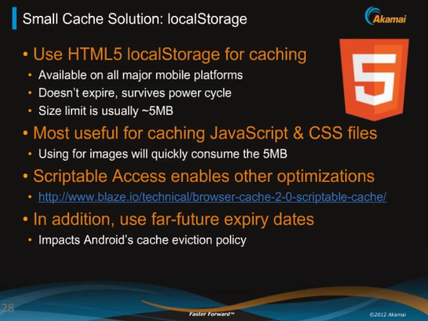A side note is that if you do cache items, try to use far-future expiry dates. At least on Android, that would make these files take priority in the cache eviction policy. If Android needs to clear one of two files and one of them expires further out in the future, it would prefer to keep that file. So cache sizes are small. Local storage is a possible solution for it.